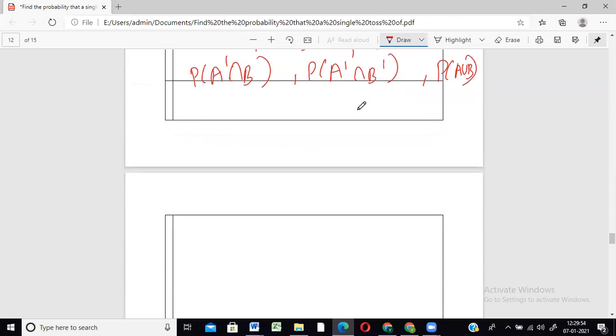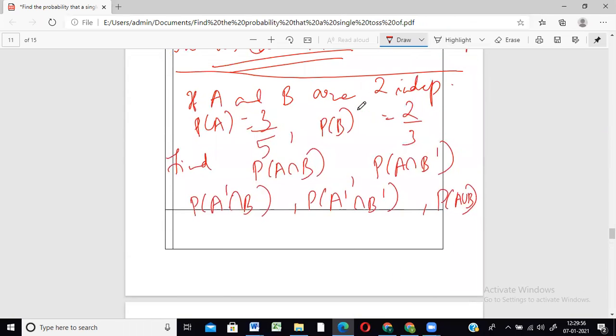So when A and B are independent, A dash and B dash are also independent, A dash and B are also independent, and A and B dash are also independent. Likewise, you can easily find out. We have probability of A, so we can easily find probability of A dash, that is, A complement. That is 1 minus 3 by 5, which is equal to 2 by 5.